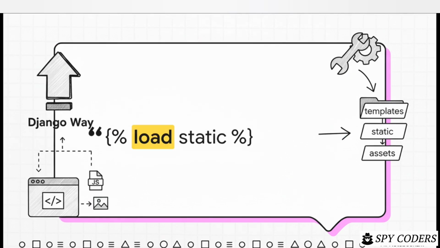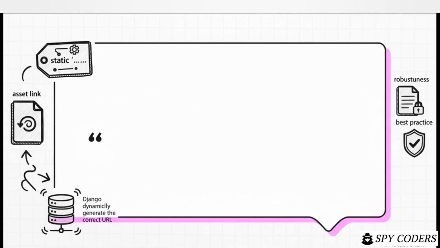It's really inflexible, and it's going to cause you headaches later, especially when you try to deploy your site. The proper way to do this is what we call the Django way, and it uses a special template tag. The very first thing you need to do on the very first line of any HTML file that uses static files is add this, {% load static %}. This basically tells Django, hey, get ready, we're going to need some static file URLs in here. Once you've loaded that in, all you have to do is wrap your asset paths with this tag. So instead of that hard-coded path, you just write {% static 'css/main.css' %}. When the page gets rendered, Django will see this tag and dynamically figure out the correct full URL for you. This is way more robust, and it's the standard best practice.